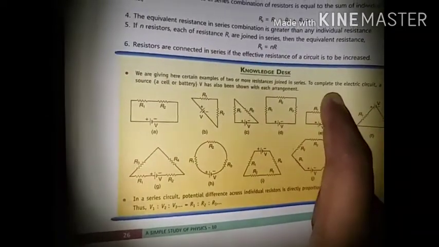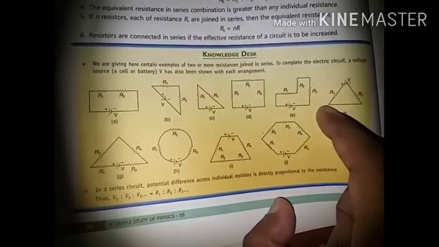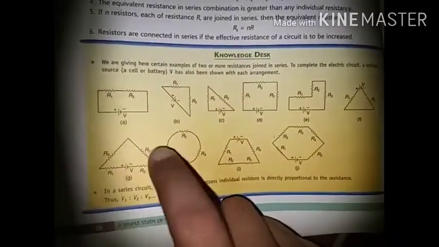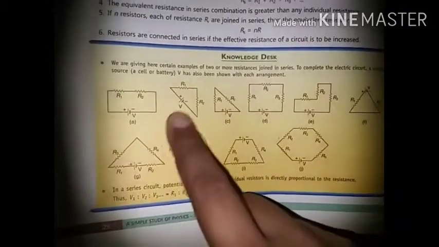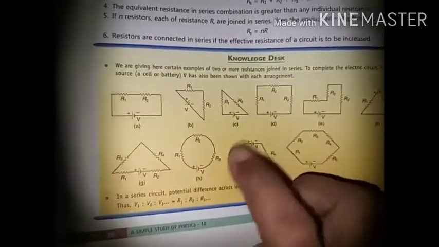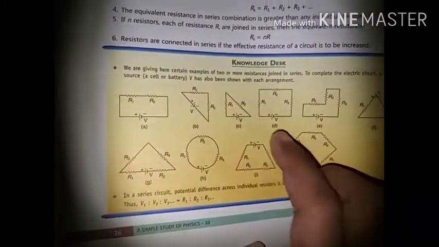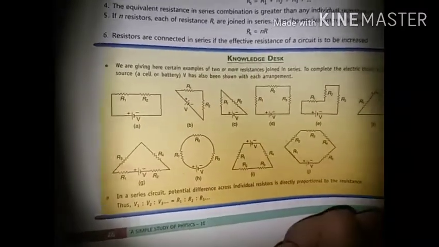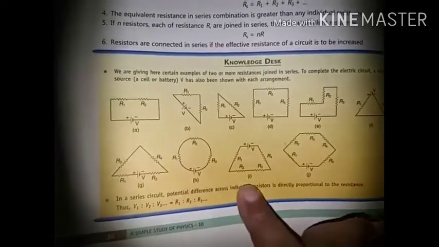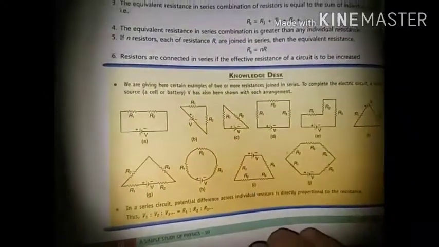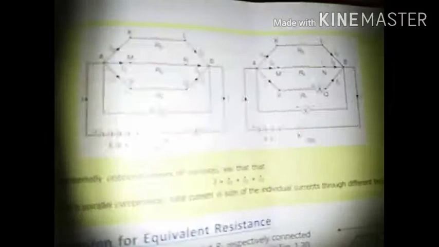For that, you need to see in the circuit diagram that how many common terminals exist between two resistors. If there is only one common terminal, then the resistors are joined in series. That is the way of identifying the manner in which resistors are connected. So if there is only one common terminal between two resistors, then it is a series combination of resistance. So in all these circuit diagrams, between two consecutive resistors, there is only one common terminal. So you can have some idea regarding the different type of ways in which series combination of resistance is possible.